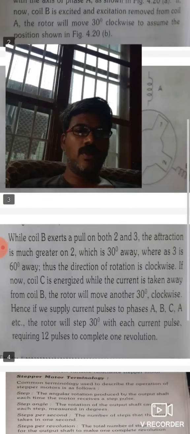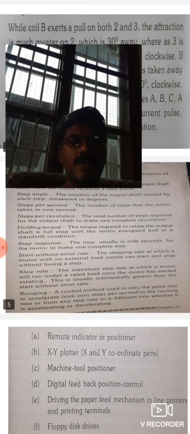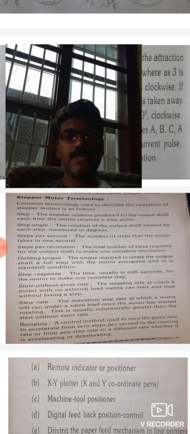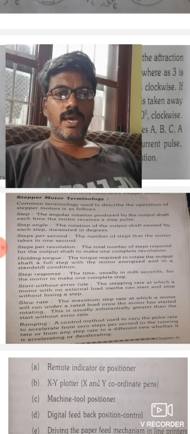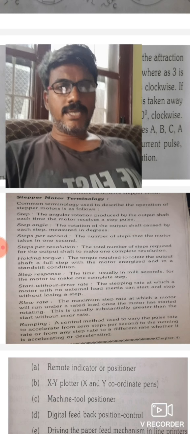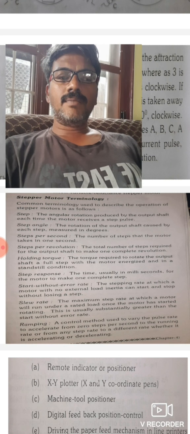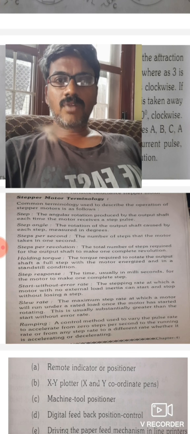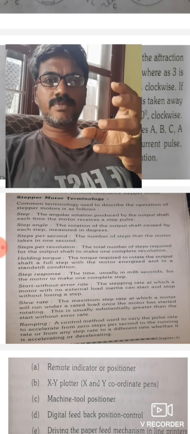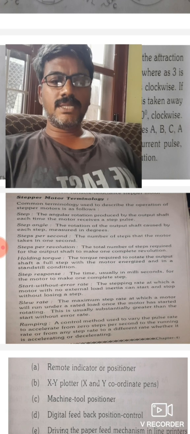Stepper motor. Working principle of a stepper motor. What are the main applications of a stepper motor? The stepper motor is a digital device, its output being determined by the number of pulses, which means rotation in steps, the number of steps.